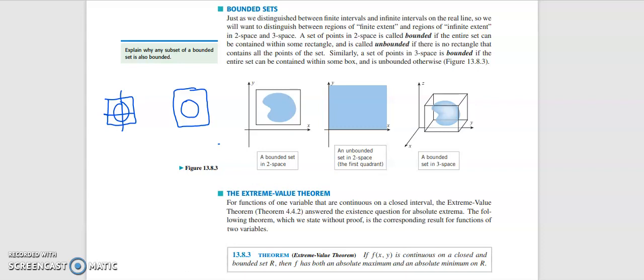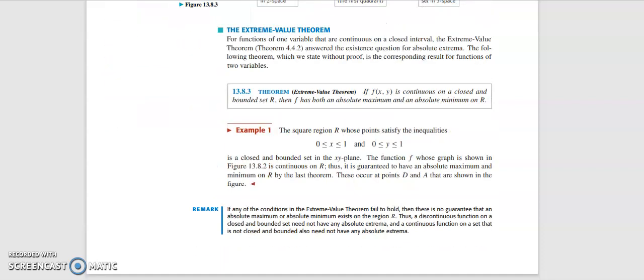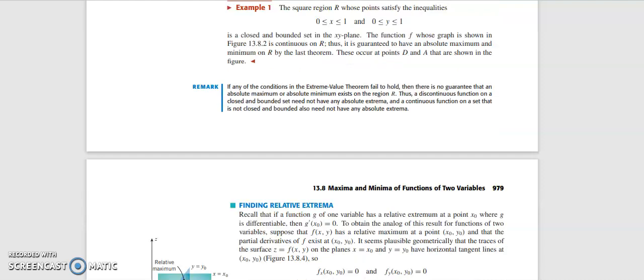We saw the extreme value theorem for a single variable. That is, if the function is continuous in a closed interval, then it will always have an absolute maximum and absolute minimum. So this is the extreme value theorem for functions of two variables. And now let us look at how to find a relative extrema.